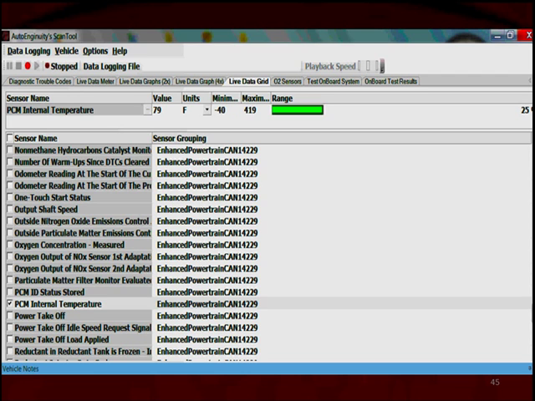Here we're looking at PCM internal temperature. We've been pounding on PCMs looking for intermittent problems for a long time. Now, instead of pounding on it, we can see the computer's internal temperature. And then if it's too hot, we can pound on it and try to make an intermittent problem appear.